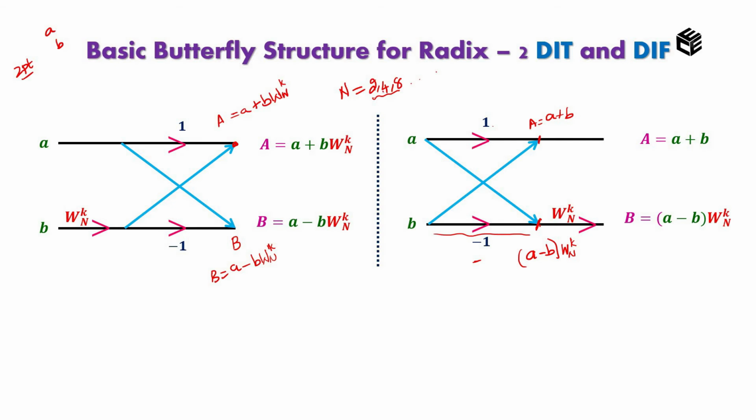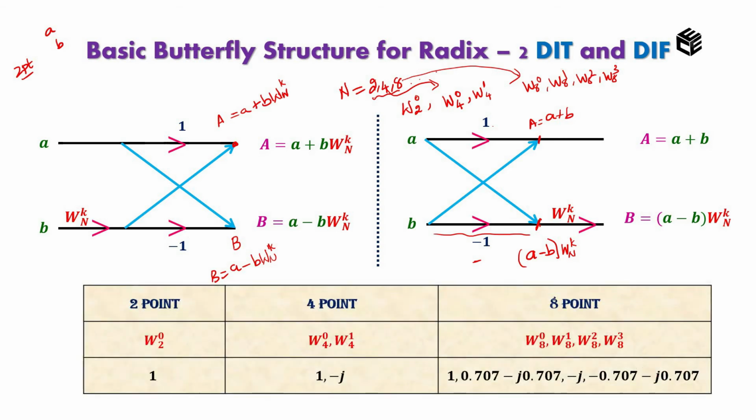If we have the value of N as 2, then we will have a twiddle factor W2 power 0. If we have a value of N as 4, then we will have the twiddle factors W4 power 0 and W4 power 1. And if we have N value 8, then the twiddle factors will be W8 power 0, W8 power 1, W8 power 2 and W8 power 3. Now let me tell you what are the values of all these.